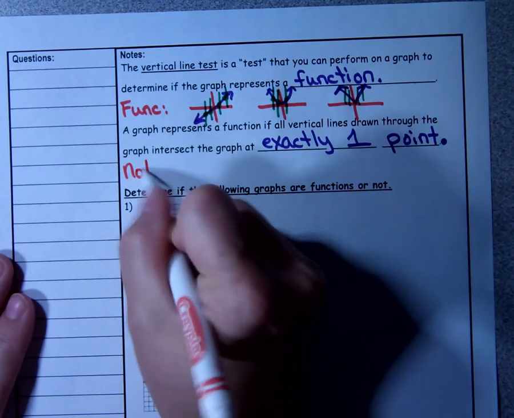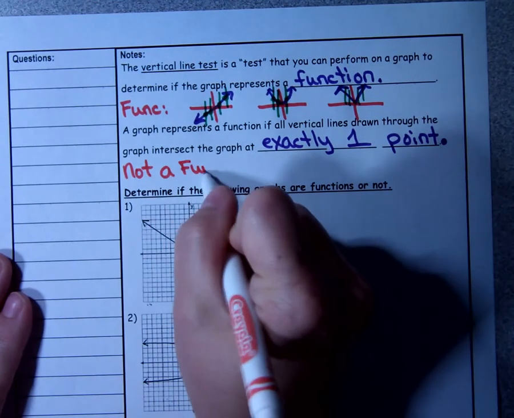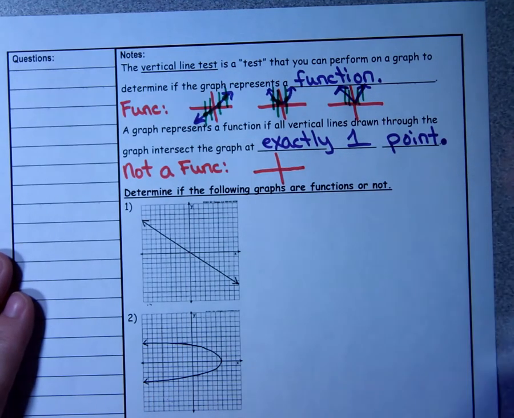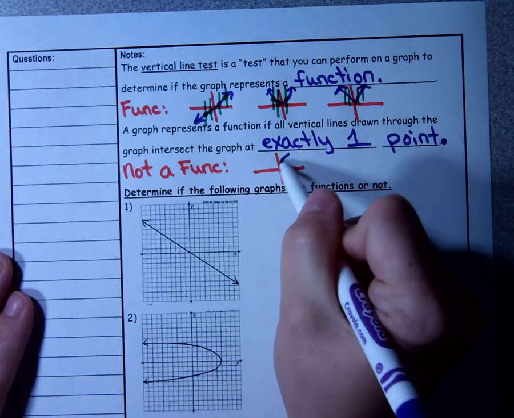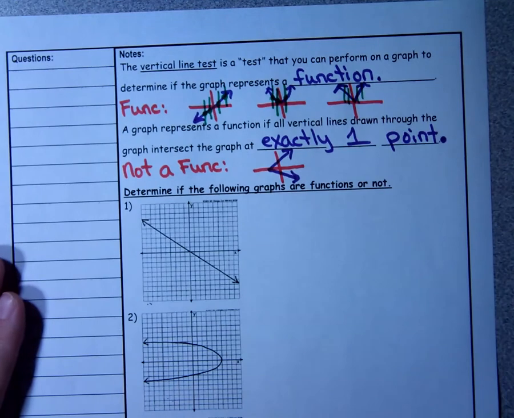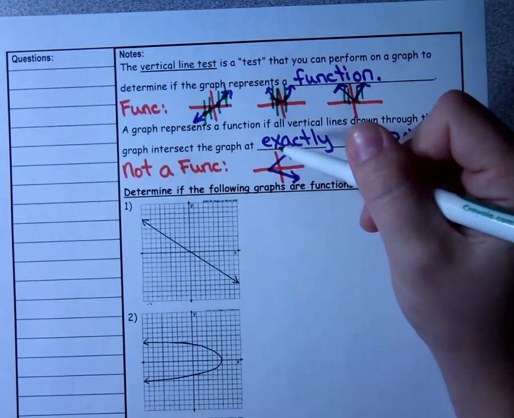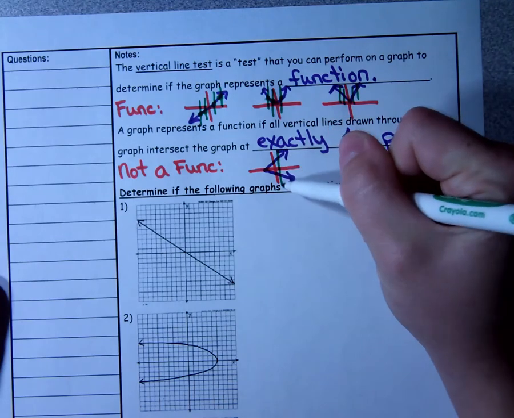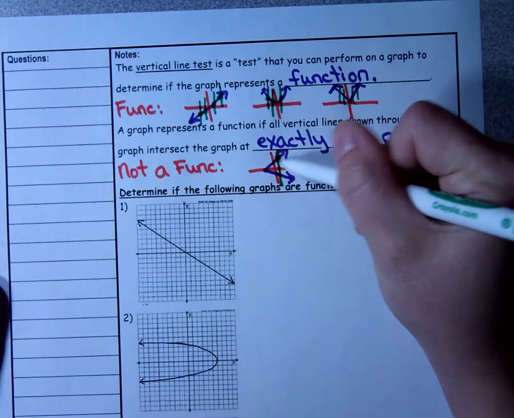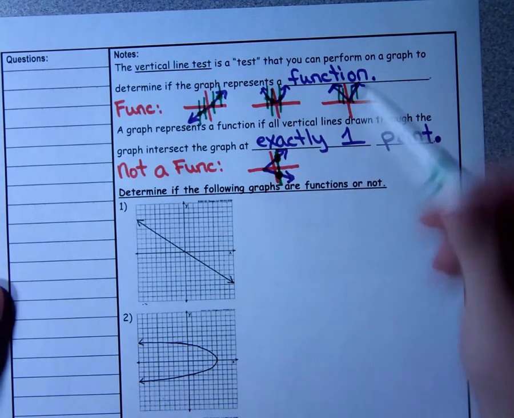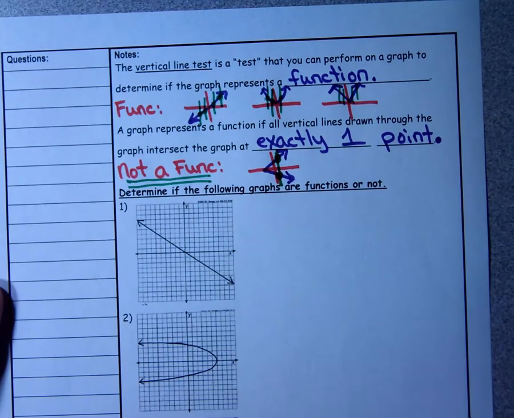Now let me show you something that's not a function. Let's say we have a picture that looks something like this. It's absolute value, but it is not a function because if I draw a vertical line right here, I cross my graph more than once. I touch it here and I touch it here. So if a vertical line crosses the graph more than once, then it is not a function.